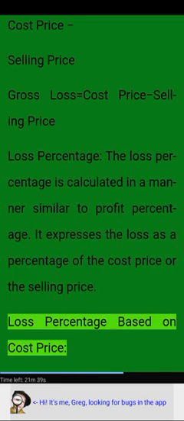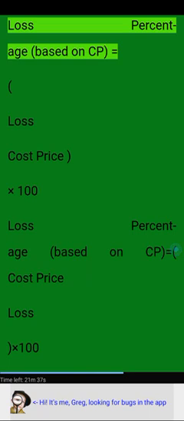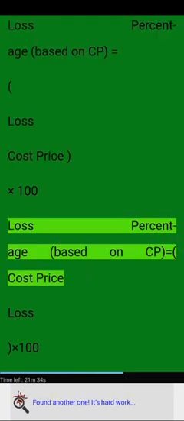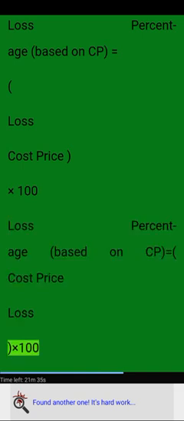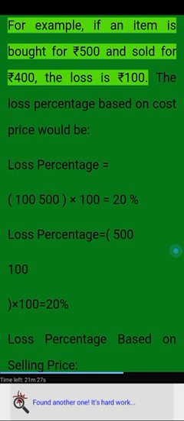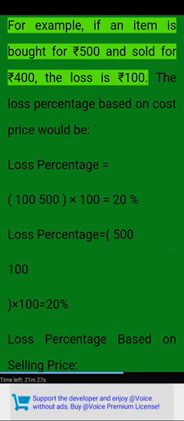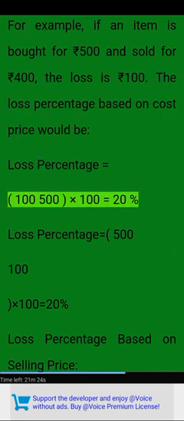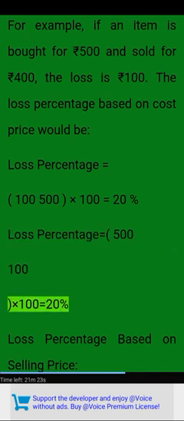Loss percentage based on cost price. Loss percentage based on CP equals loss divided by cost price times 100. For example, if an item is bought for 500 rupees and sold for 400 rupees, the loss is 100 rupees. The loss percentage based on cost price would be loss percentage equals 100/500 times 100 equals 20%.